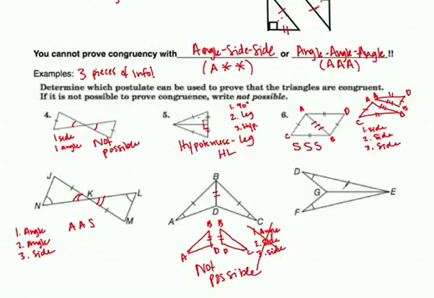Alright, then looking at example 9, I see that these 2 triangles share this side here, which means that this side is congruent to itself. But notice that I only have 2 pieces of information. I've got information about 2 angles that are congruent, and information about 2 sides that are congruent. But remember, I need 3 pieces of information in order to be able to prove that 2 triangles are congruent. So this one is also going to be not possible.